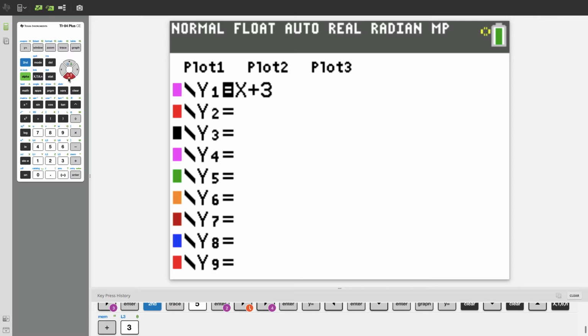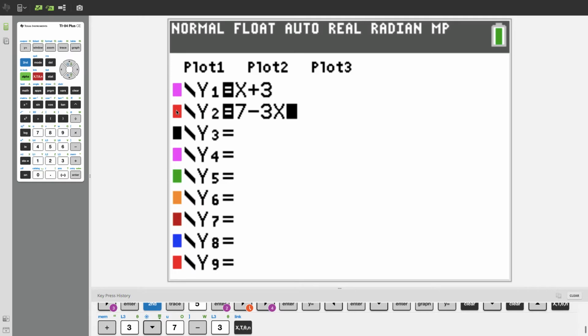Okay, so x plus 3 and the other equation is 7 minus 3x. And we want to know when x plus 3 is greater than 7 minus 3x. Now this is where you need to pay attention, because mine is going to come up fuchsia and red. Yours is going to come up black and black. So you have to pay attention, and I'll show you how to check which one's which. We want to know when x plus 3 is above 7 minus 3x, correct? So we're going to look for the intersection and see where they're at.